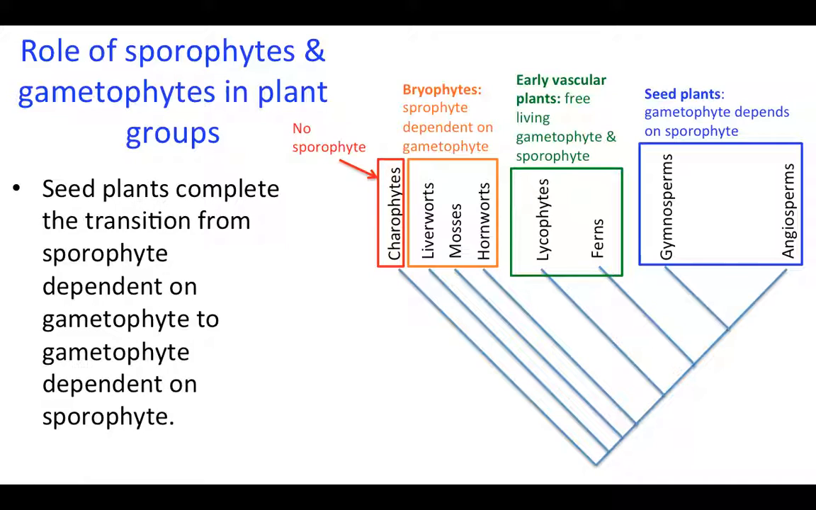Remember that the charophytes don't have a sporophyte generation at all. They make a zygote, but that zygote immediately goes through meiosis. So there's no multicellular diploid generation.